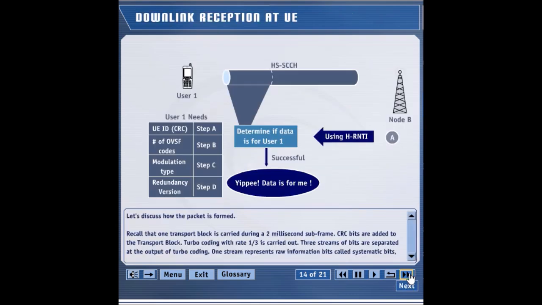Let's see how the UE obtains data from the HSDSCH. The UE utilizes its identity, called HRNTI, to see if the HSSCCH contains data for it.